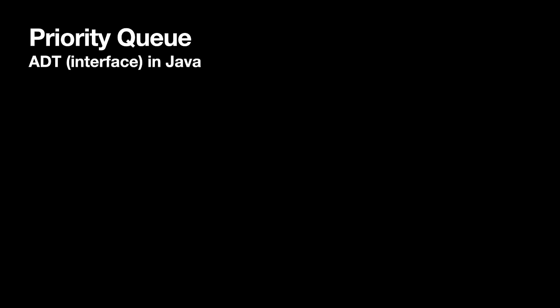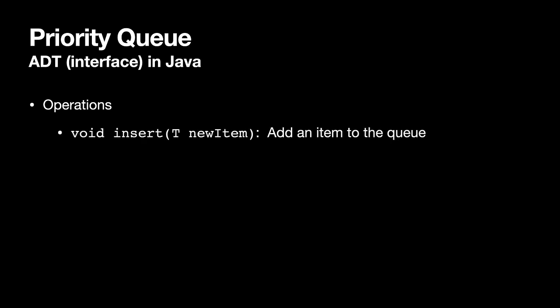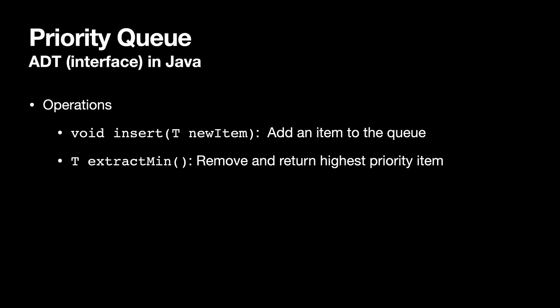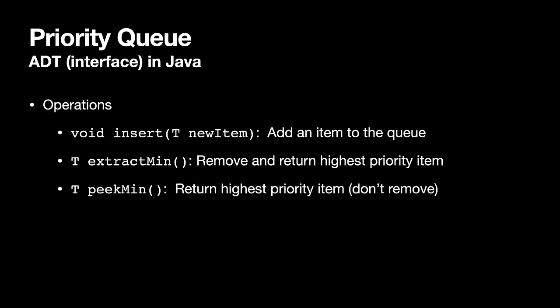Okay, let's be a little bit more specific about the operations and how they might be defined in Java. If we were creating a priority queue interface, what might they look like? We would have our insert operation that will be given some new piece of data to add to our priority queue. We'll have our extract minimum operation, which will remove and return the highest priority item. And remember, for now, we're considering lower numbers to be higher priority.